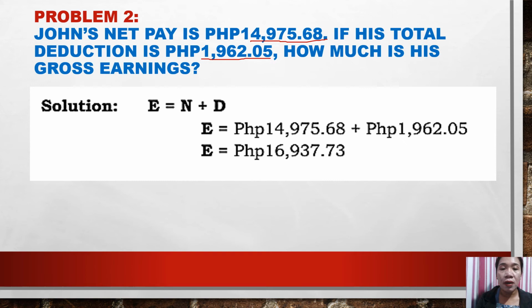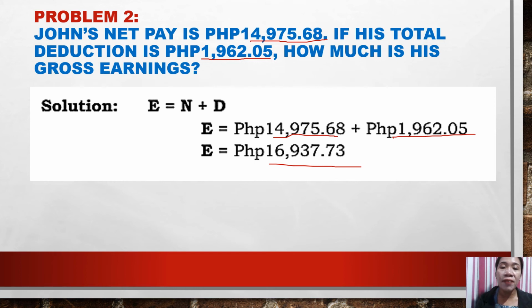So the solution, the question is gross earnings. E equals N plus D. So E is for gross earnings, N is for the net pay, plus D is for the deduction. So 14,975 pesos and 68 centavos plus 1,962 pesos and 5 centavos will give you 16,937 pesos and 73 centavos as the gross earning of Jan.